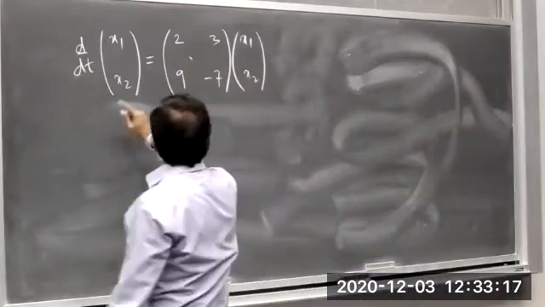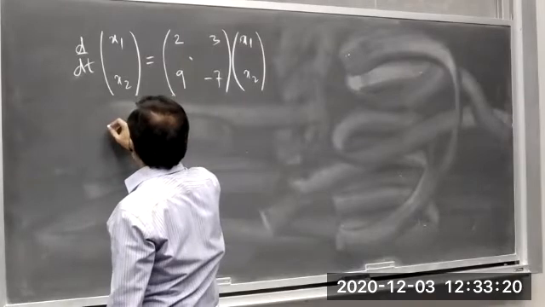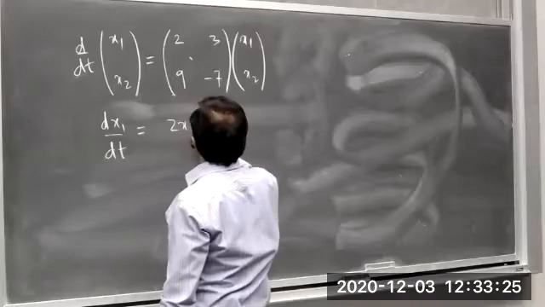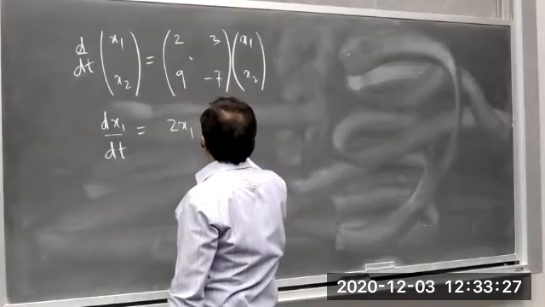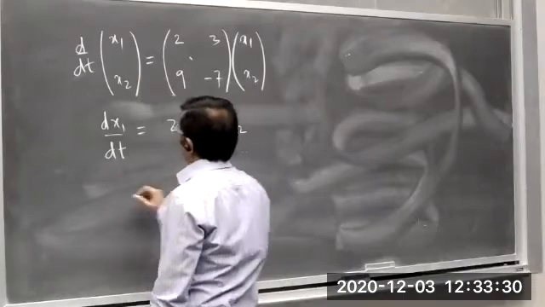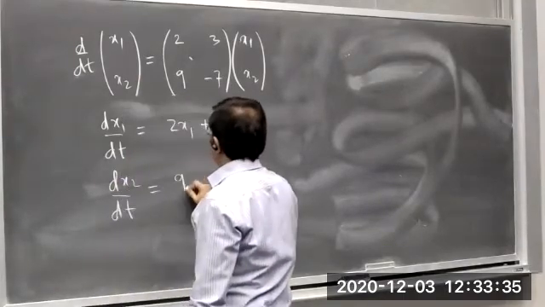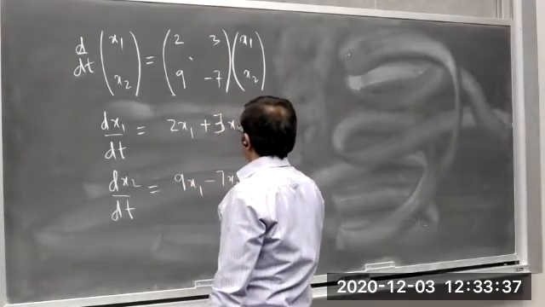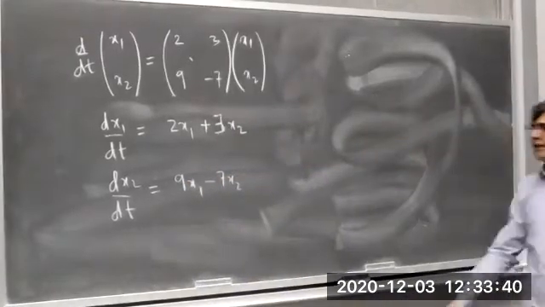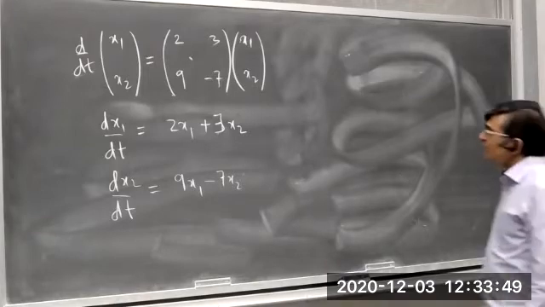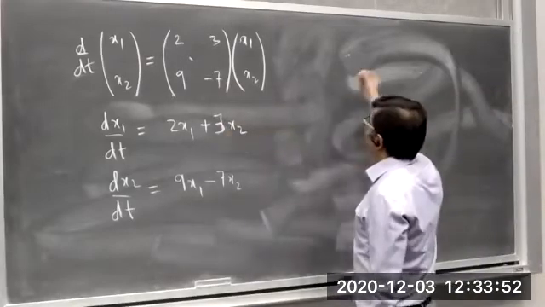So this is basically dx1/dt equals 2x1 plus 3x2, and dx2/dt equals 9x1 minus 7x2. These kinds of systems we shall discuss, and we'll find the ways to solve them. This is a 2 by 2 system. We can write a 3 by 3 system.